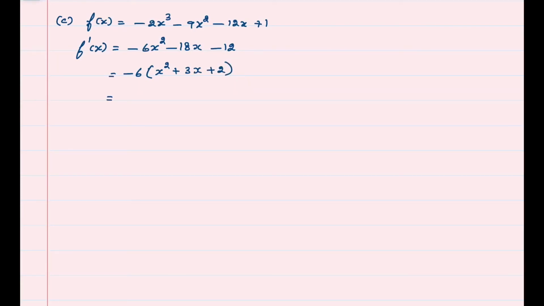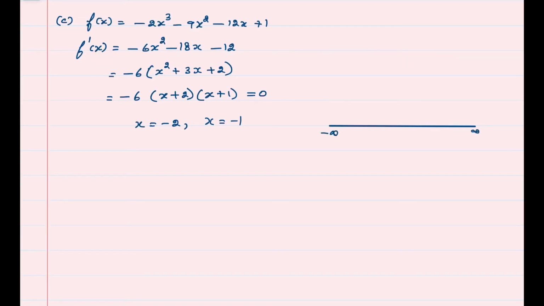Product is 2, sum is 3. The numbers are 1 and 2. The factors are x plus 2 and x plus 1. Now we will equate this to 0 to find the critical values. We get two critical points. The given function is a polynomial. Therefore, the domain is the real number set R, which is minus infinity to plus infinity, and we have got two critical values, minus 2 and minus 1.